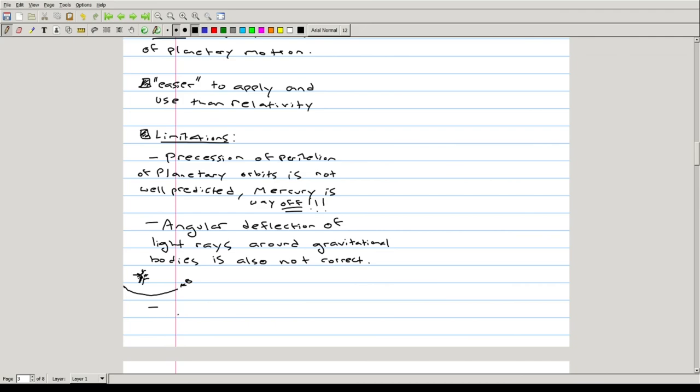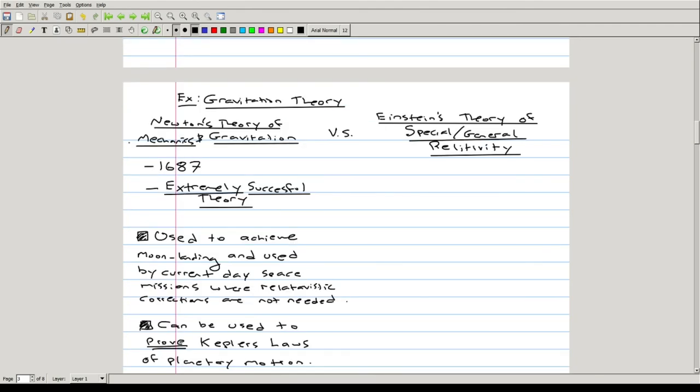And in general, for Newton's theory of gravitation, errors build up over time, which means it's not good for long time spans, or for predicting over long time spans. So this is a summary of Newton's theory of mechanics and gravitation.